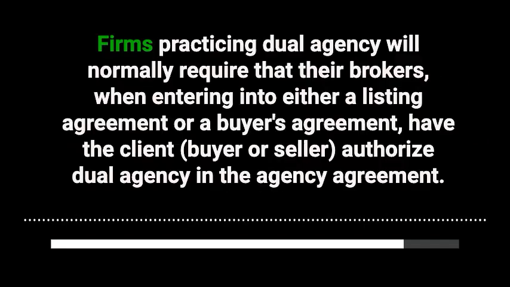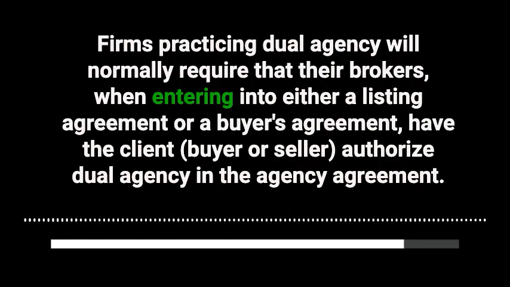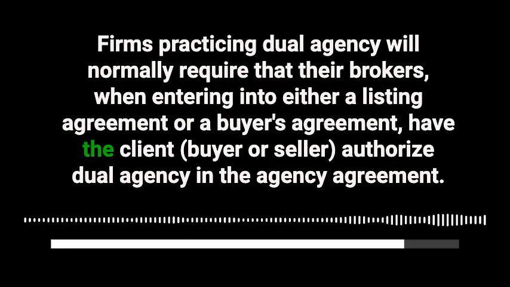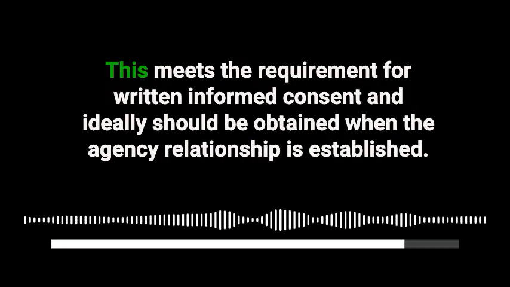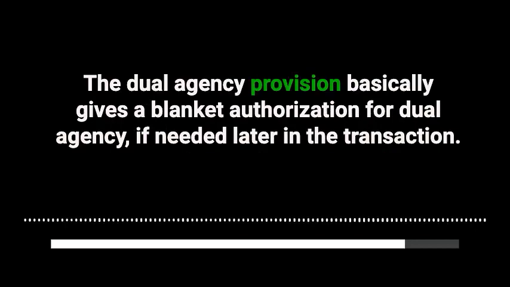In practice, firms practicing dual agency will normally require that their brokers, when entering into either a listing agreement or a buyer's agreement, have the client authorize dual agency in the agency agreement. This meets the requirement for written informed consent and ideally should be obtained when the agency relationship is established. The dual agency provision basically gives a blanket authorization for dual agency, if needed later in the transaction.